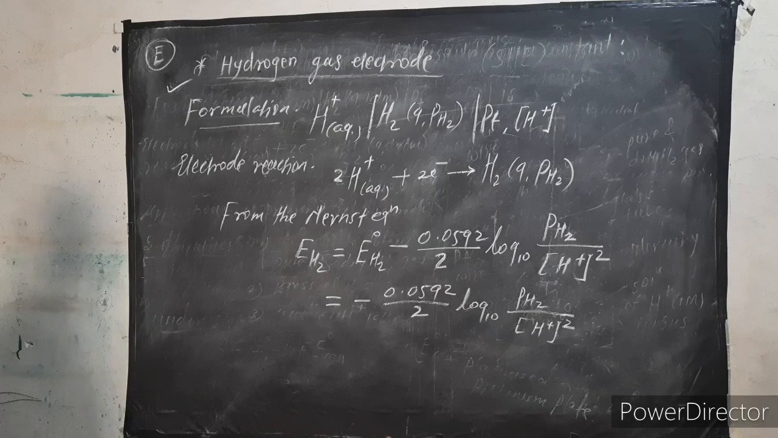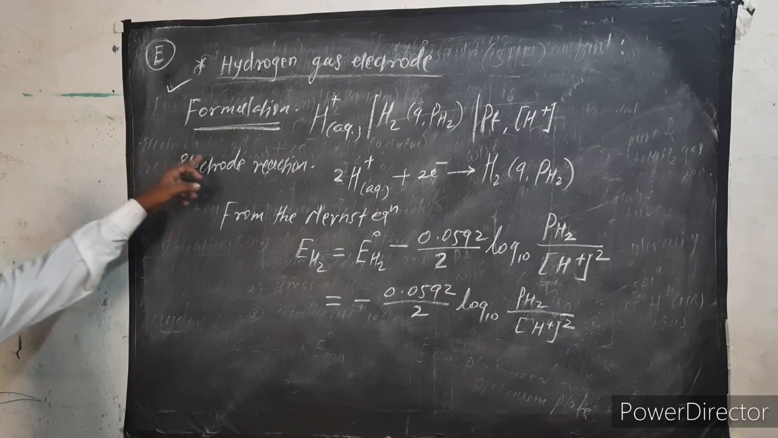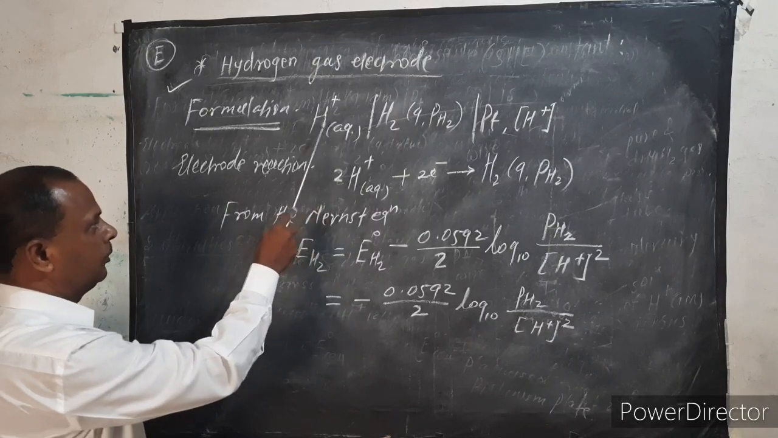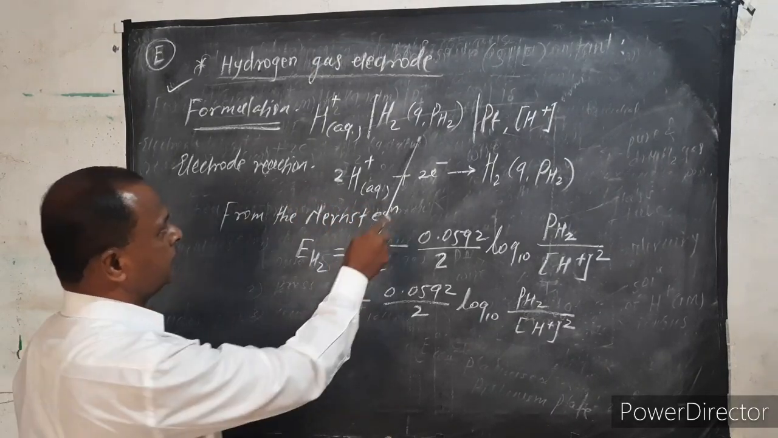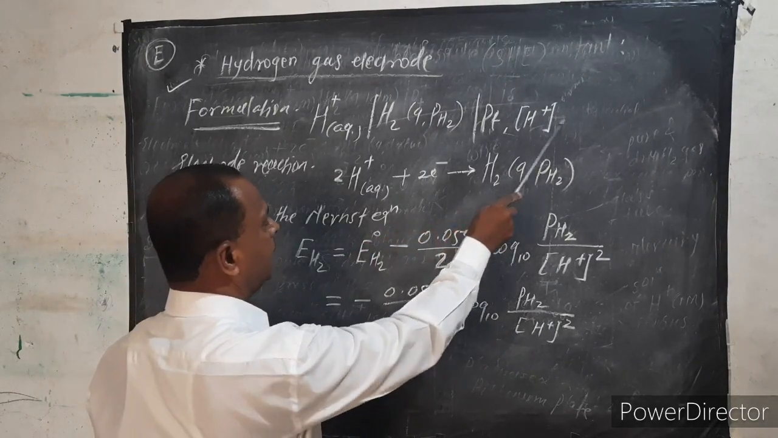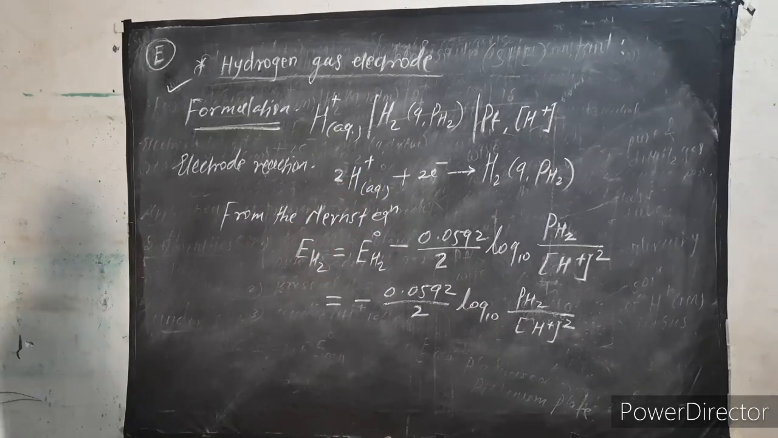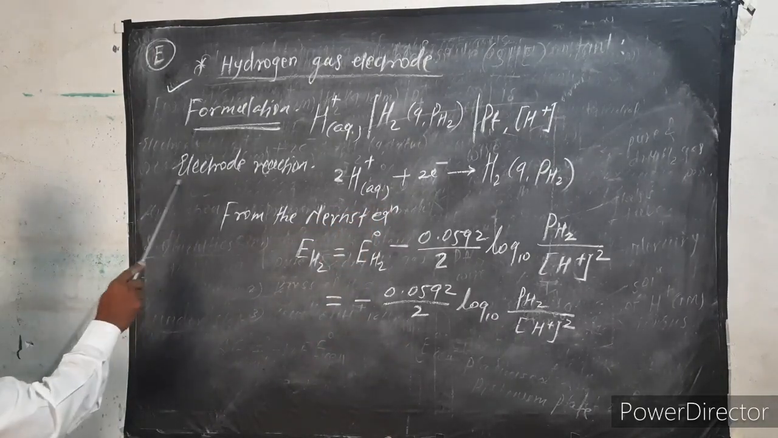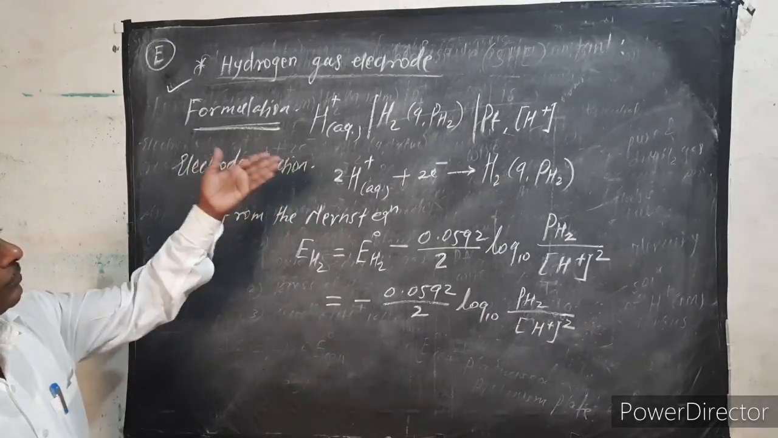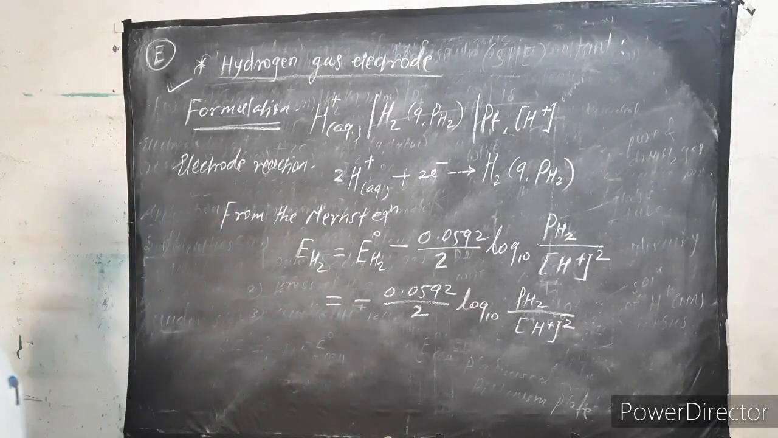Next point is the hydrogen gas electrode. In this case, the hydrogen gas electrode is represented like this: H plus aqueous ion in contact with hydrogen gas at pressure of H2 gas, in contact with the platinum. Here the pressure is not unity, the pressure differs. Now the electrode reaction is just gaining of electrons, a cathodic reduction. So aqueous H plus ion converts into hydrogen gas.